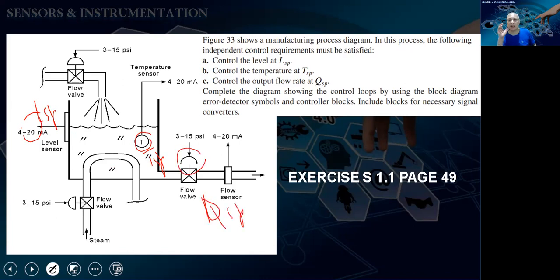So make a block diagram, complete a block diagram. You just take this picture, copy or print screen it, put it in your Word document, and then add the combination of block diagram in. Include blocks for necessary signal converters. If there is a converter like pressure to current, you just put it there, for example, like this. So I to P like that, because it is coming from that. Just think about this and try that.